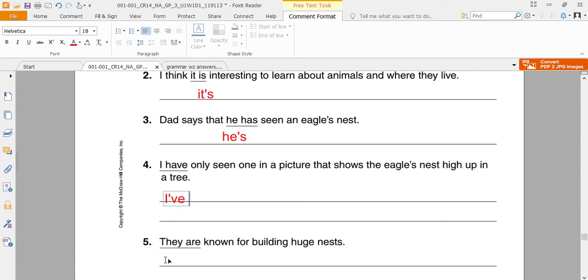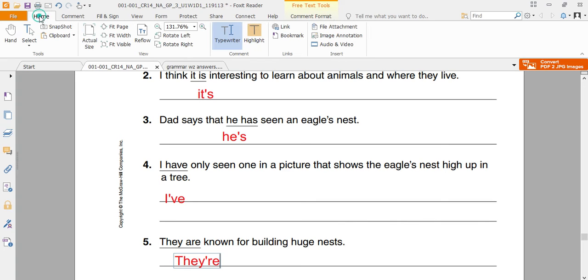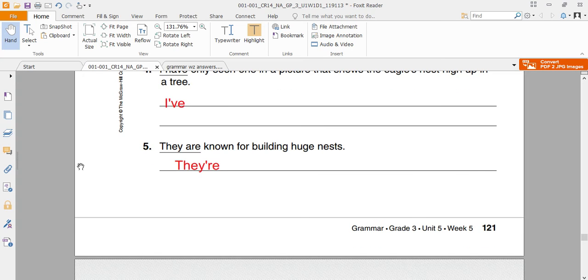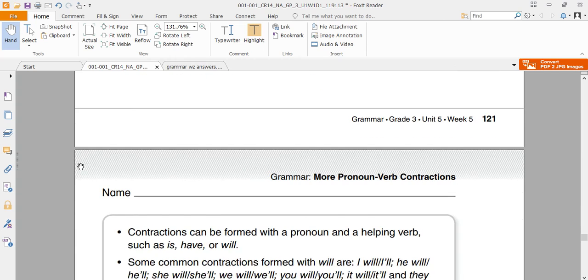Number 5. They are known for building huge nests. We write they. Good. How do we make a contraction for are? Yeah, we drop the A. Apostrophe, then RE. They're known for building huge nests. Done. We finished page 121. Let's go to 122.